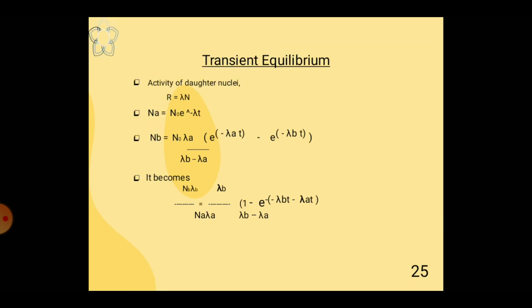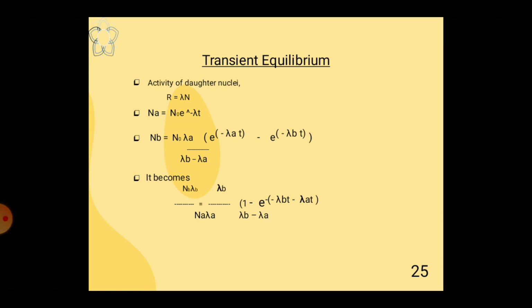So coming to the derivation, it is familiar to us that the activity of daughter nuclei is equal to lambda N. So NA equal to N0 e raised to minus lambda t, which is the basic equation of radioactivity, and NB equal to N0 lambda A divided by lambda B minus lambda A into e raised to minus lambda A t minus e raised to minus lambda B t, which is the Bateman equation.